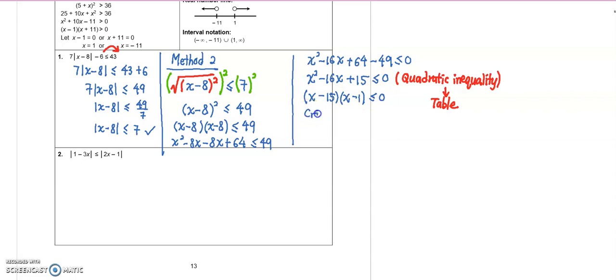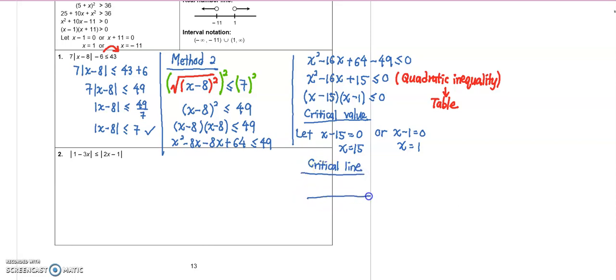Next, we will try to find the critical value. How are you going to find your critical value? By letting the bracket equal to 0. That means let x minus 15 equal to 0, x is 15. Or x minus 1 equal to 0, x is 1. Then the critical line. This critical line is only to determine how many intervals we need. So we need 1 and 15. So we need 3 intervals.